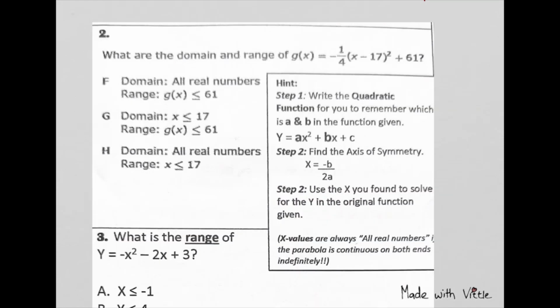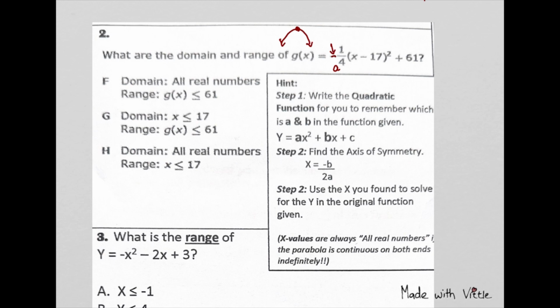What are the domain and range of g of x equals -1/4 times (x minus 17) to the second power plus 61? Study your equation. This -1/4 is like the letter a, and it's negative. That means your parabola is opening downward.